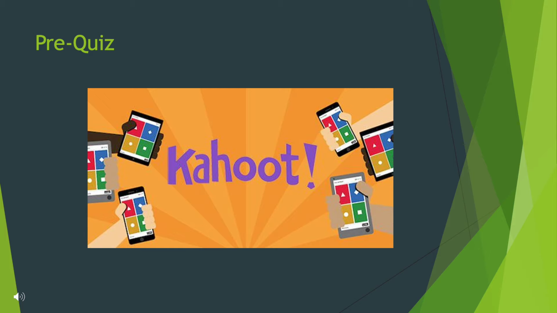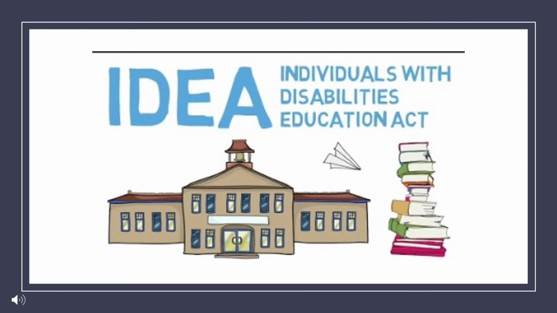At this point, I would have attendees participate in this Kahoot game to serve as a pre-assessment and see what they already know about the content we will be covering in this training. This same quiz will be given again at the end of the training. On this slide, I would play this video that breaks down an overview of the Individuals with Disabilities Education Act.